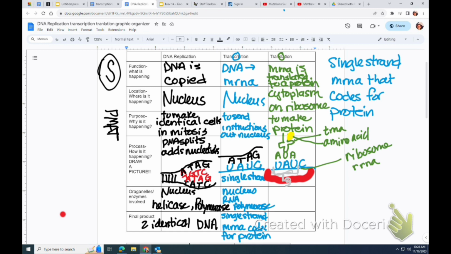So the organelles involved here, we've got ribosomes, we've got mRNA, we've got tRNA, we've got rRNA, and we've got amino acids. Those are all the key players.